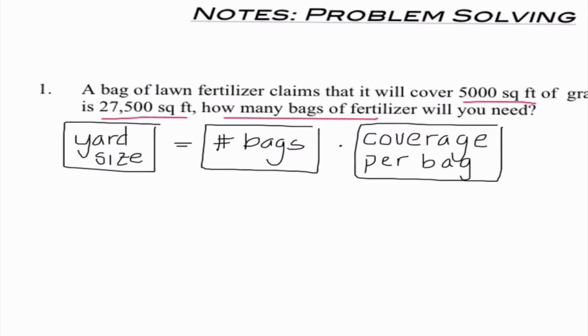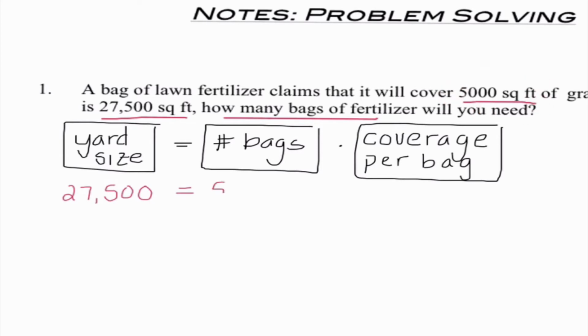Once we go ahead and figure that out, now I can substitute in the things that we know. For example, we know that the yard size is 27,500 square feet. And even though it's square feet, in my equation I'm not going to write that label, but when we answer our question, I will write whatever label is appropriate. Equal to the number of bags. I don't know the number of bags, so we can use any variable that we want to use. I'm going to use X times the coverage per bag. It tells us that it covers 5,000 square feet per bag.